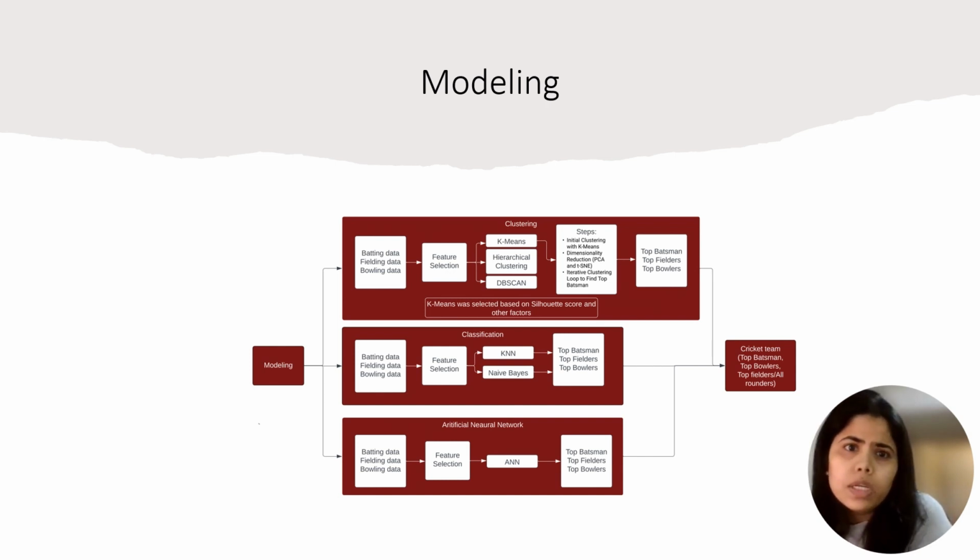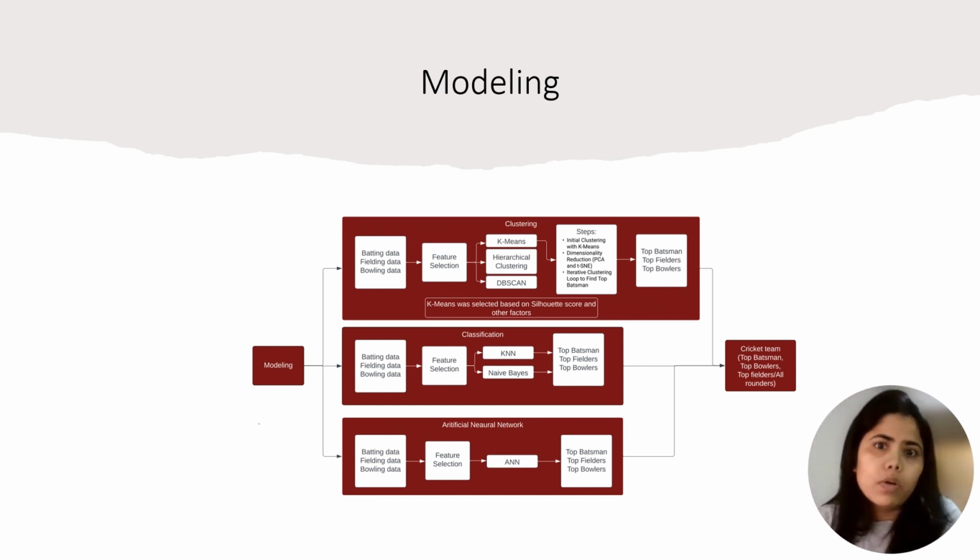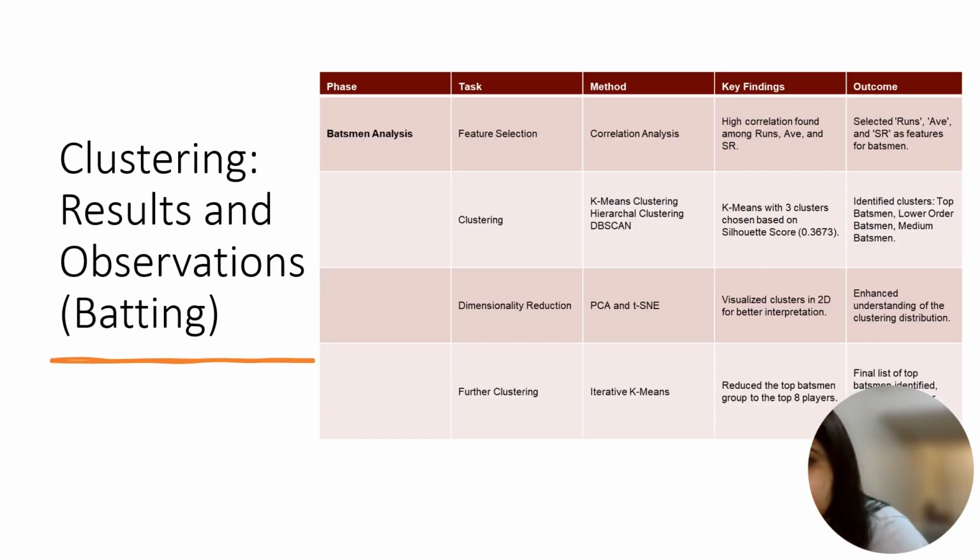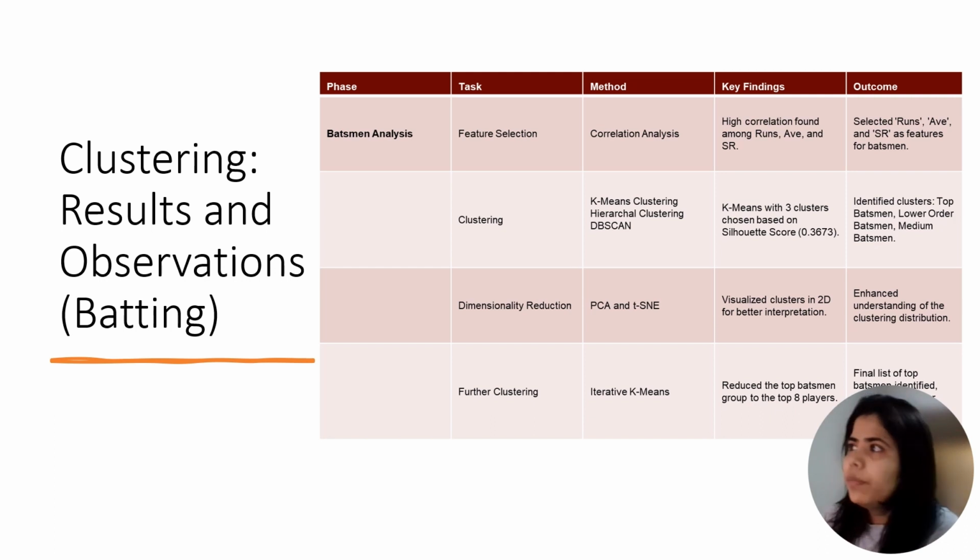After initial grouping, we did iterative clustering within each category of players to further identify the elite subgroup of top players. In classification, we utilize KNN and Naive Bayes models to determine the top 5 players in each player category. We had a similar modeling pipeline for ANN as well. After getting top players from each model per category, we formed the best team of 11 players: 4 batsmen, 4 bowlers, and 3 all-rounders. And here are the clustering results and observations for batting.